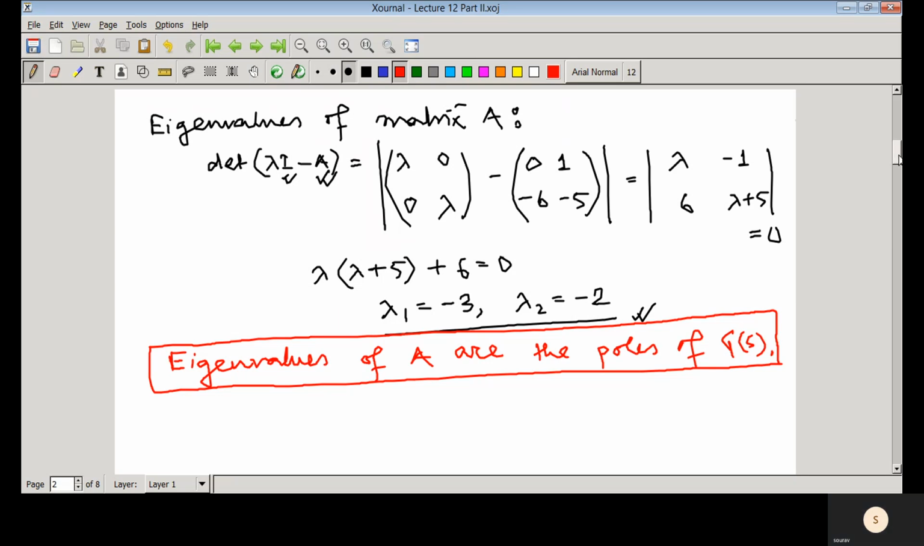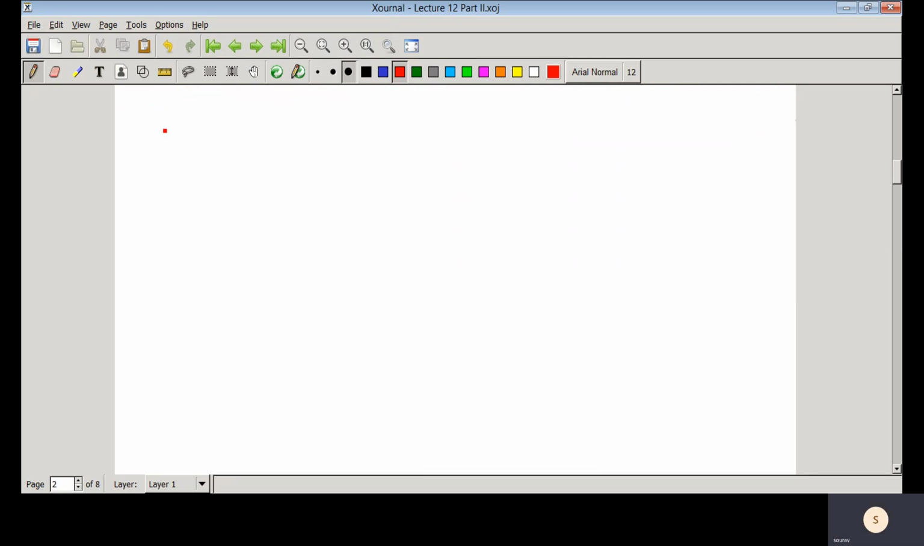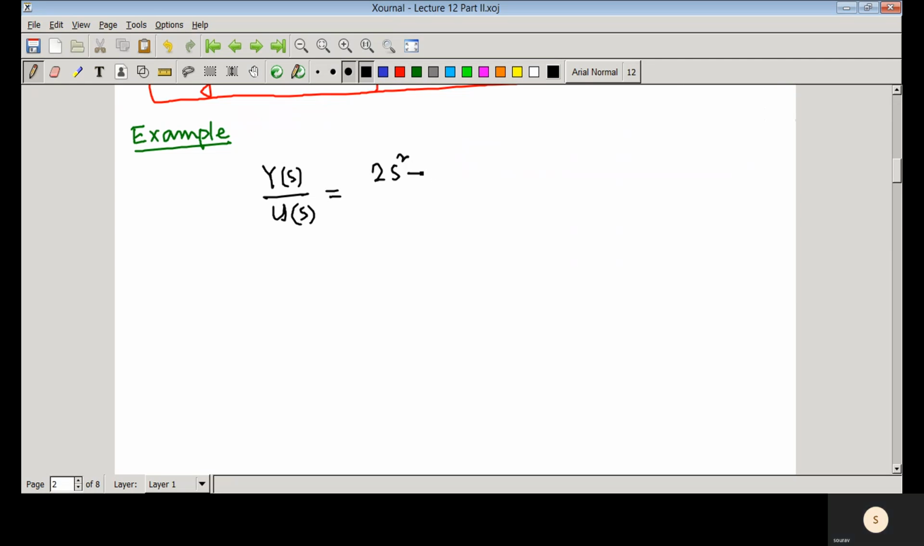So here we have another example. If you have a transfer function, that is Y(s) by U(s), that is 2s square plus s plus 5, and here s cube plus 6s square plus 11s plus 4. So this is a transfer function and we need to realize it.